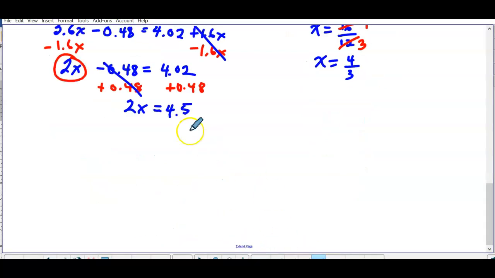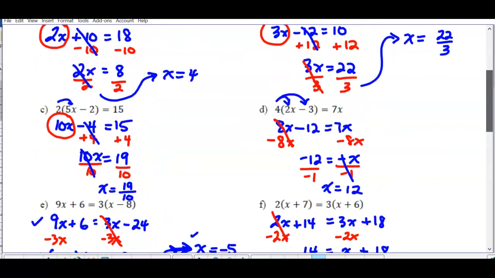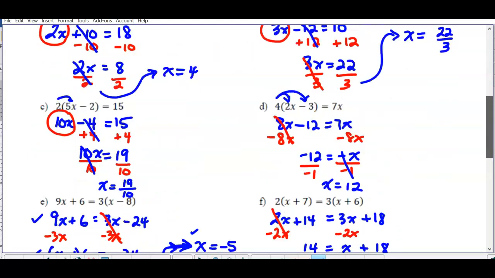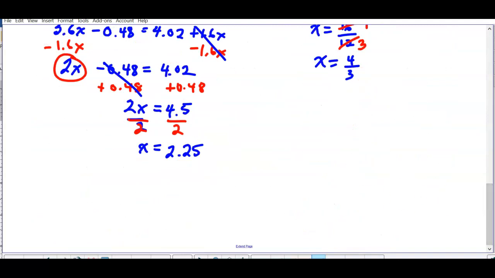Then I'm going to divide both sides by 2. Oops, I didn't want to do red there. So divide by 2. And so x equals 4.5 divided by 2 is 2.25. Okay, and I think it said keep it to the nearest hundredth. Okay, and that's it.